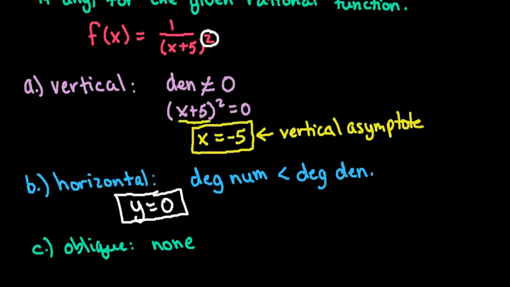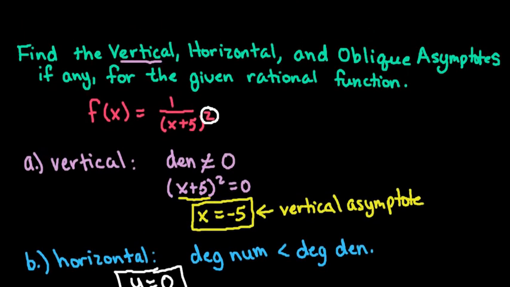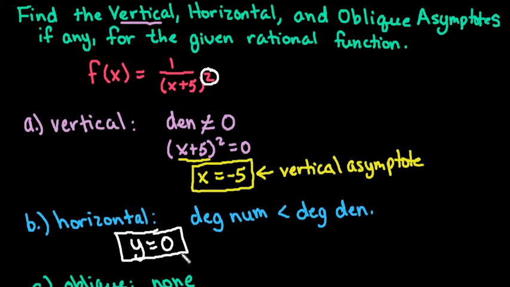So just to recap, vertical occurs when the rational expression is in simplified form, whatever makes the denominator equal to 0. Horizontal occurs if the degree of the numerator is less than the degree of the denominator, and any time it is less than, it's always y equals 0. I will address what happens when the degree of the numerator is equal to the degree of the denominator in another video.